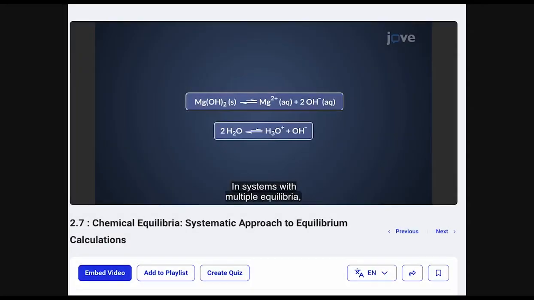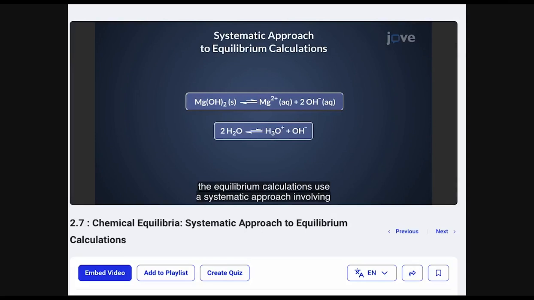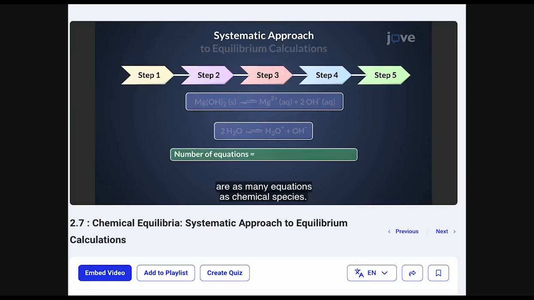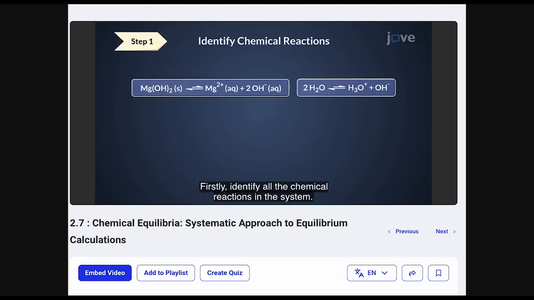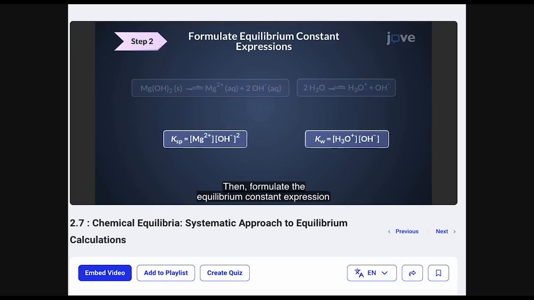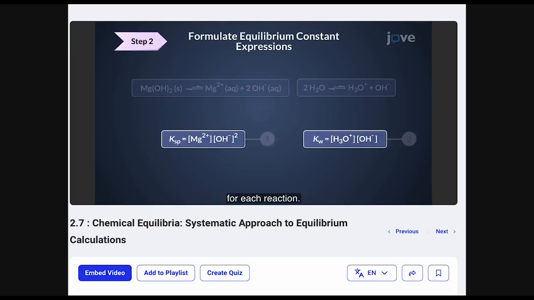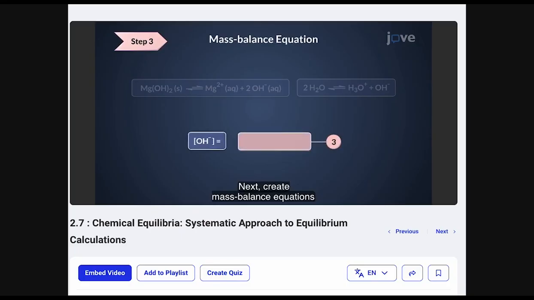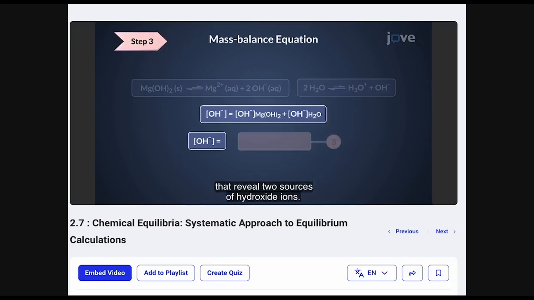With multiple equilibria, the equilibrium calculations use a systematic approach involving a series of steps to make sure there are as many equations as chemical species. Firstly, identify all the chemical reactions in the system. Then, formulate the equilibrium constant expression for each reaction. Next, create mass balance equations that reveal two sources of hydroxide ions.